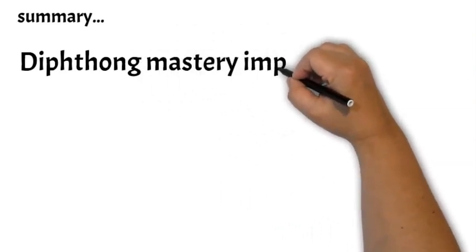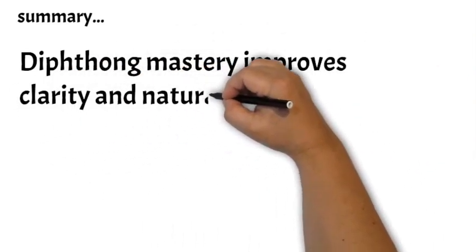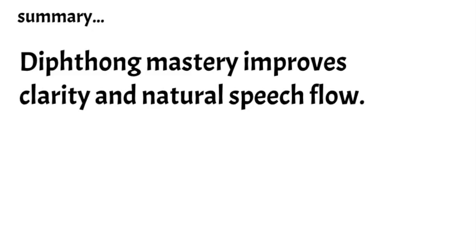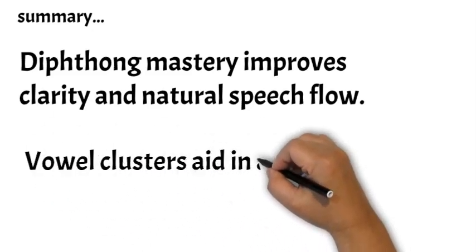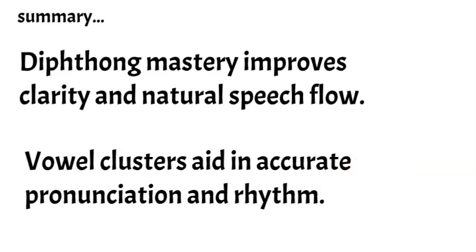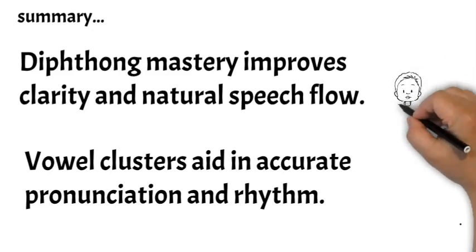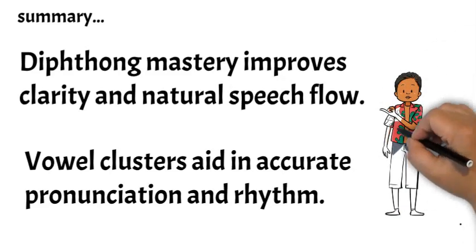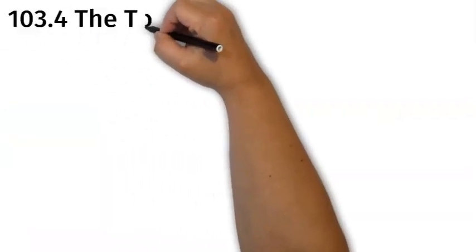Diphthongs are fundamental in helping students develop natural pronunciation, while vowel clusters assist in decoding unfamiliar words and spelling patterns. Learning about vowel clusters enhances phonological awareness, reading fluency, and vocabulary recognition.